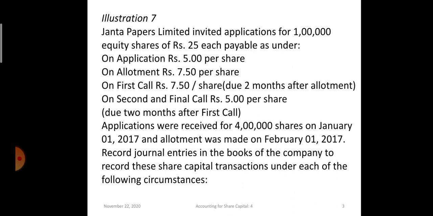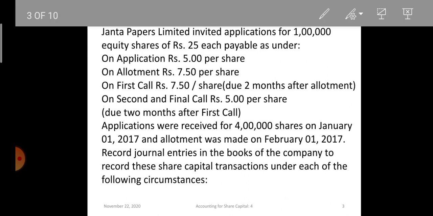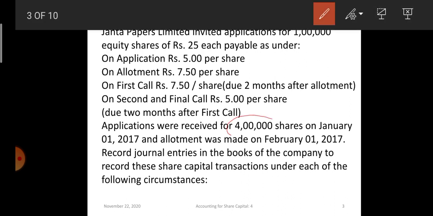Now according to this question, Janta Papers Limited has invited applications for 1 lakh shares. The face value is 25 rupees. On application, 5 rupees is called. On allotment, 7 rupees 50 paisa is called, on first call 7 rupees 50 paisa, and the final call is of 5 rupees. Here, the applications received are for 4 lakh shares, whereas the company offered only 1 lakh shares. So excess applications are 3 lakh.